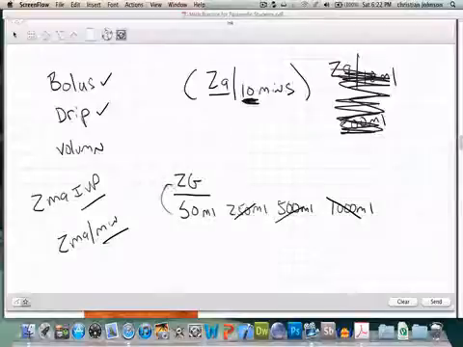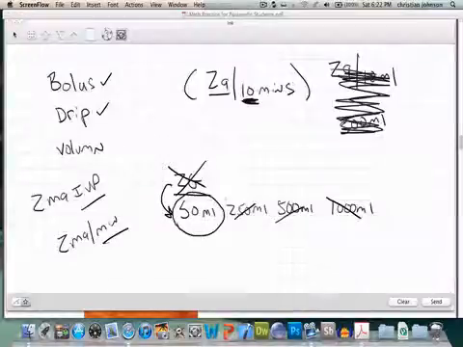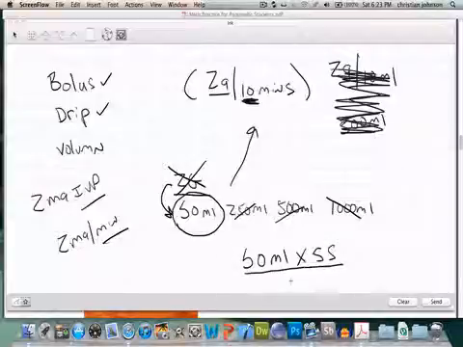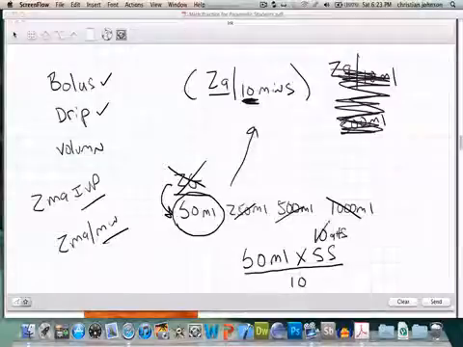If I put this 2 grams in that 50 mL bag, then this number really doesn't matter anymore, because I know that I've got to give this 50 mLs over 10 minutes in order to give 2 grams. So all I need to do in this case, I've got my 50 mLs and I times it by my solution set over my time in minutes. If I use a 10 drop set, those just cancel out, and my drip rate is 50 drops per minute.